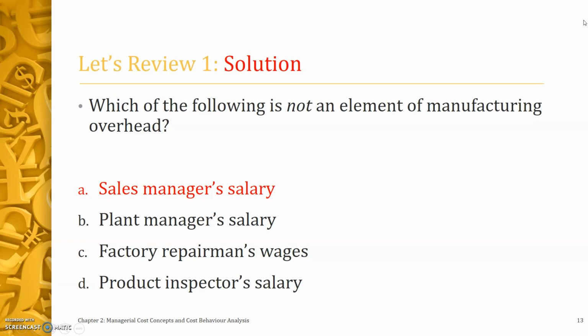The solution is sales manager's salary. Sales manager's salary is not a manufacturing overhead. In fact, sales manager's salary is related to selling of the product. And that's why sales manager's salary is a period cost and not a manufacturing overhead or a product cost.